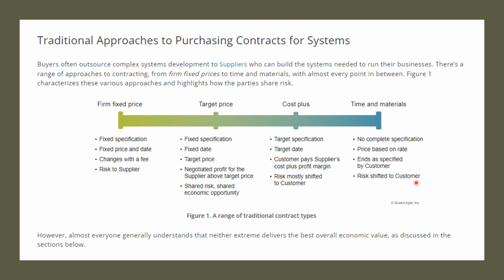If you look at the other end of the spectrum, which is time and material, there's no complete specification. Price is based on the rate, as specified by customer, risk shifted entirely to customer. Right? However, almost everyone generally understands that neither extreme delivers the best overall economic value, right?